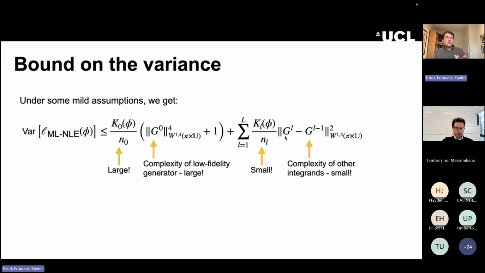It will certainly not work if your sequence of approximations are actually very different from one another, because otherwise this term is very large. But if the sequence of generators are all kind of approximations of one another, this method can work pretty well.